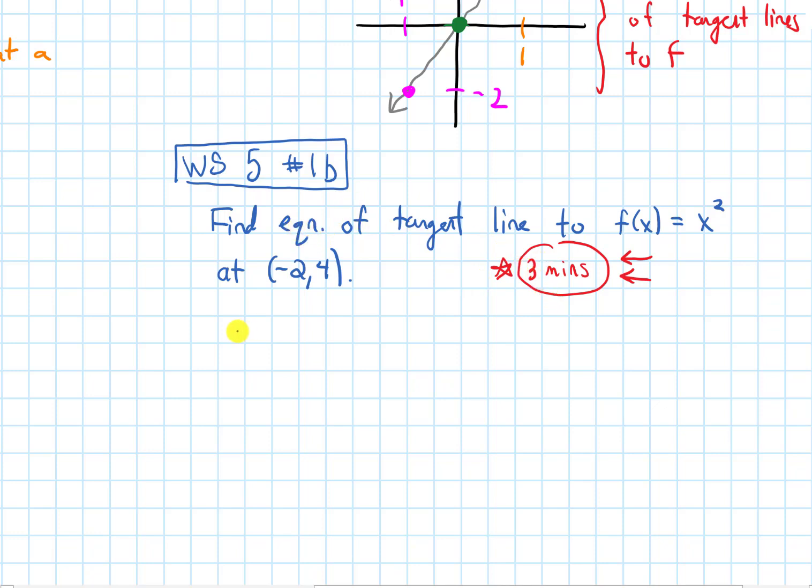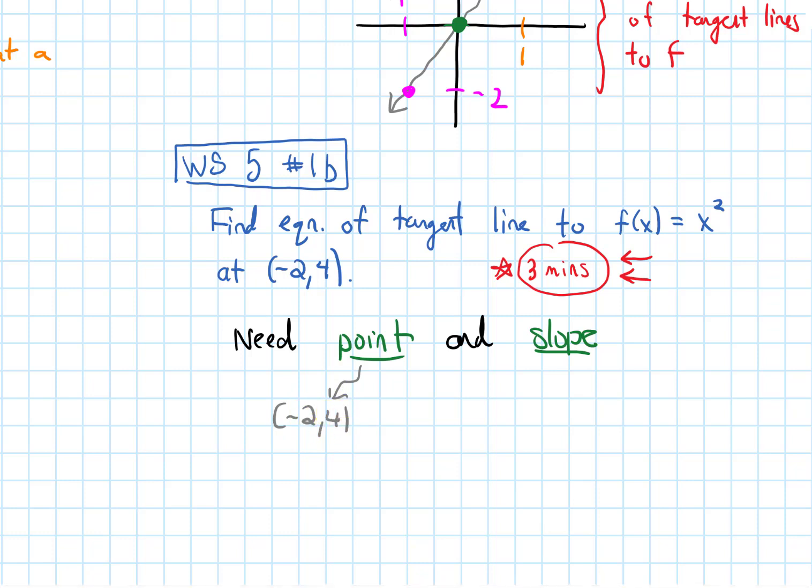To get the equation of any line, we need a point, and we need a slope. Okay, and a point is easier here because we're given it. The point is just -2, 4. For the slope, the thing that tells me the slope of the tangent line is my derivative. So we need the derivative. And my point's x coordinate is -2. So I'm going to have to plug -2 into my derivative.